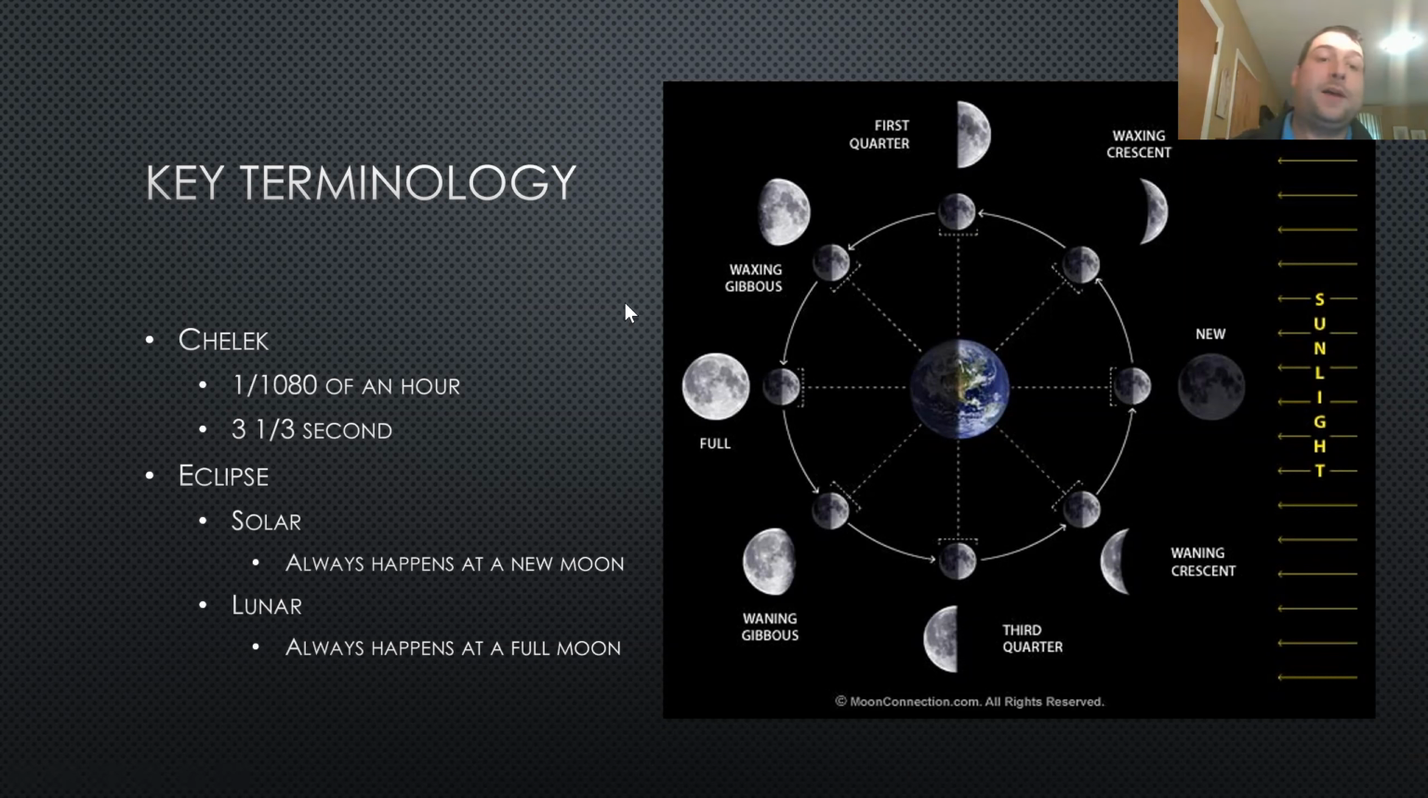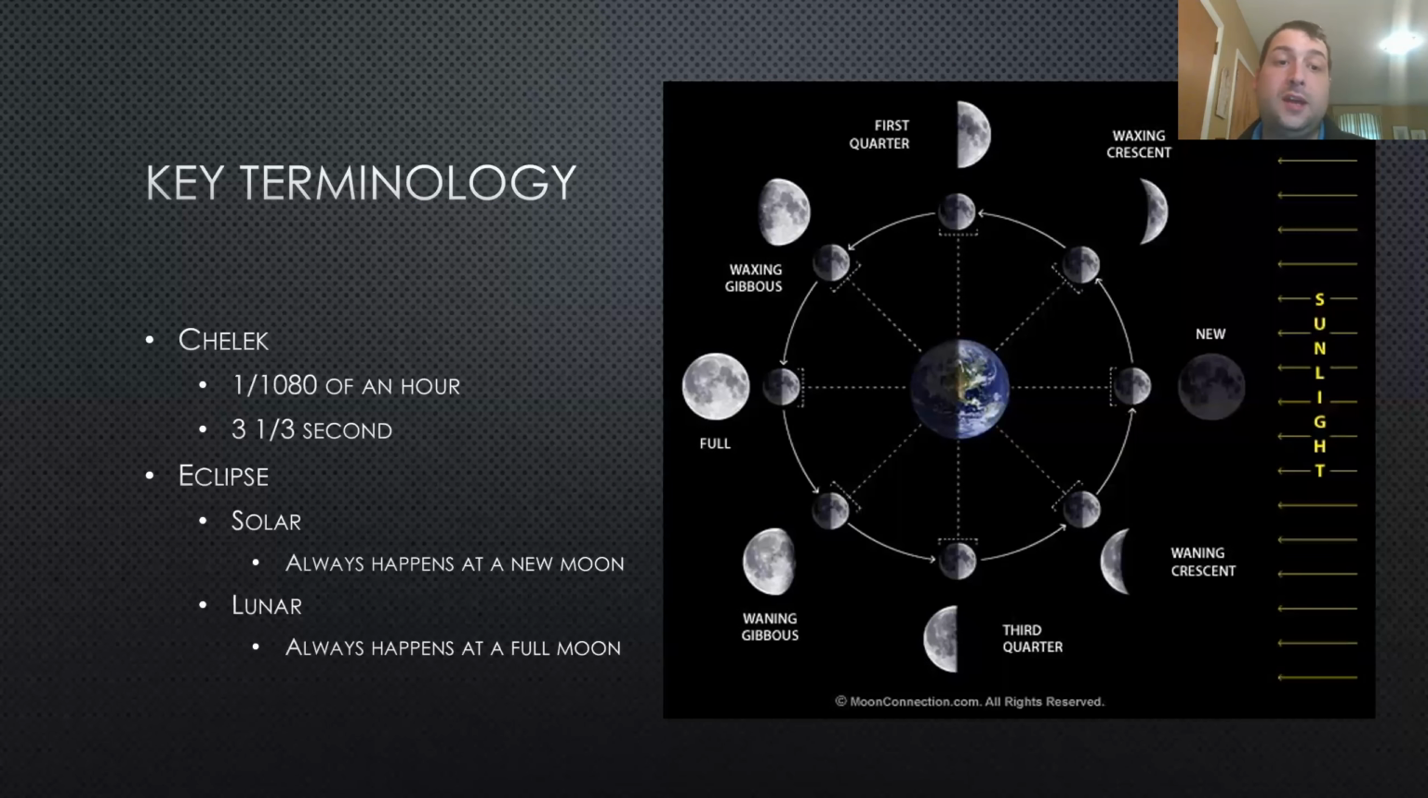Okay. All solar eclipses always happen at a new moon, and all lunar eclipses happen at a full moon, which means that if you take 2 solar eclipses and you divide by the number of months between each eclipse, you can tell exactly how long a month is.